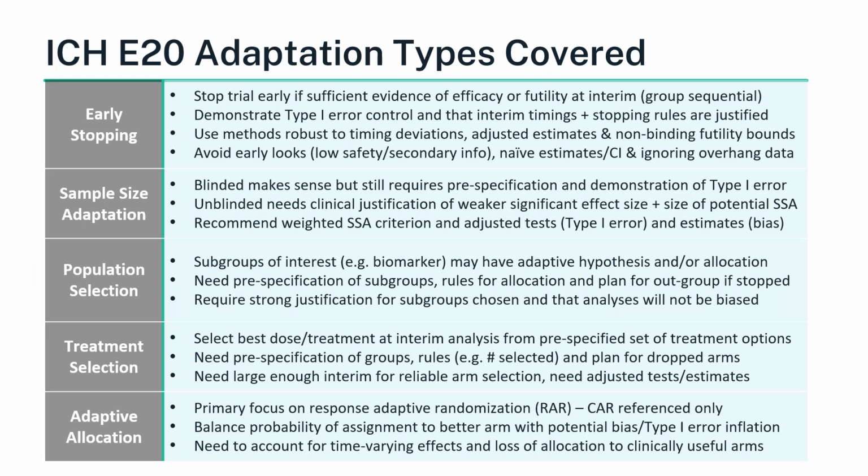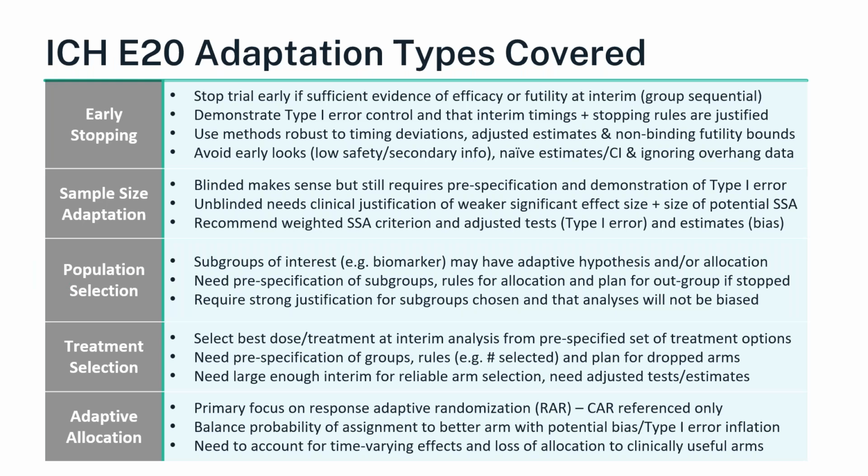I think there's some analysis that this population selection also probably should include the basket trials area as an additional area alongside more traditional enrichment trials. Treatment selection, so this would be your multi-arm, multi-stage type designs. So select the best dose, treatment interim analysis and pre-specified set of treatment options.